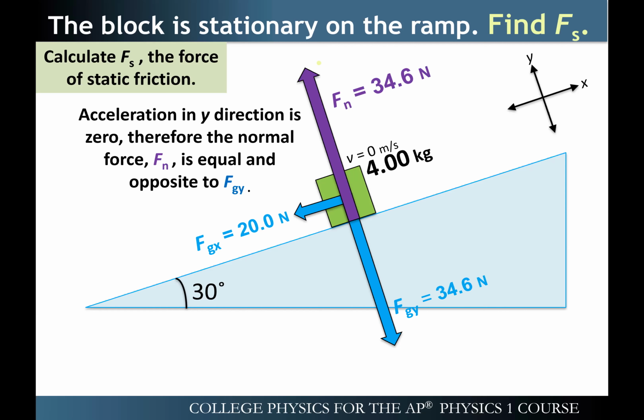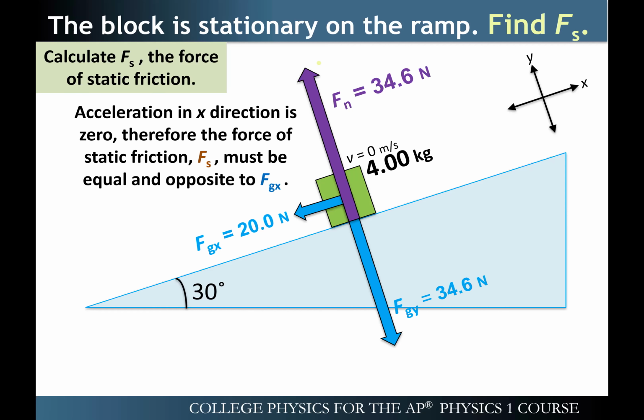I mean, more than, less than, or equal to this 20 Newton X component? It'll be equal to. And how do we know it's equal, Cade? Because the box isn't moving. Good. No acceleration. So there can be no X acceleration. The acceleration in the X direction is zero. So the static friction force must be equal in magnitude and opposite in direction from that weight X component.